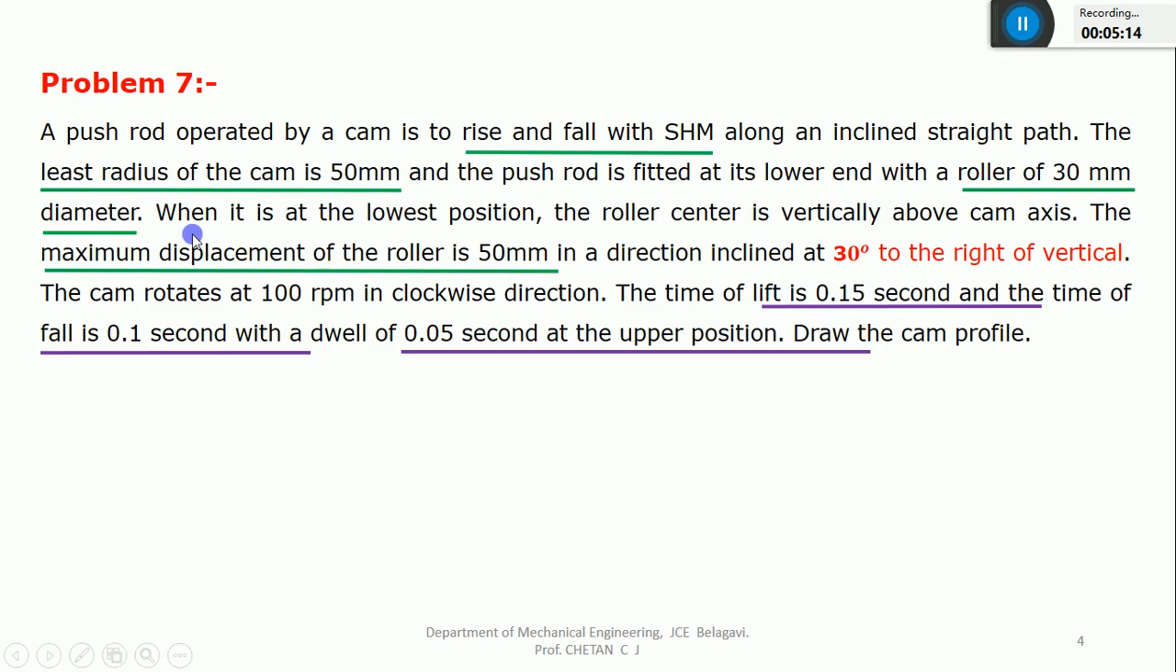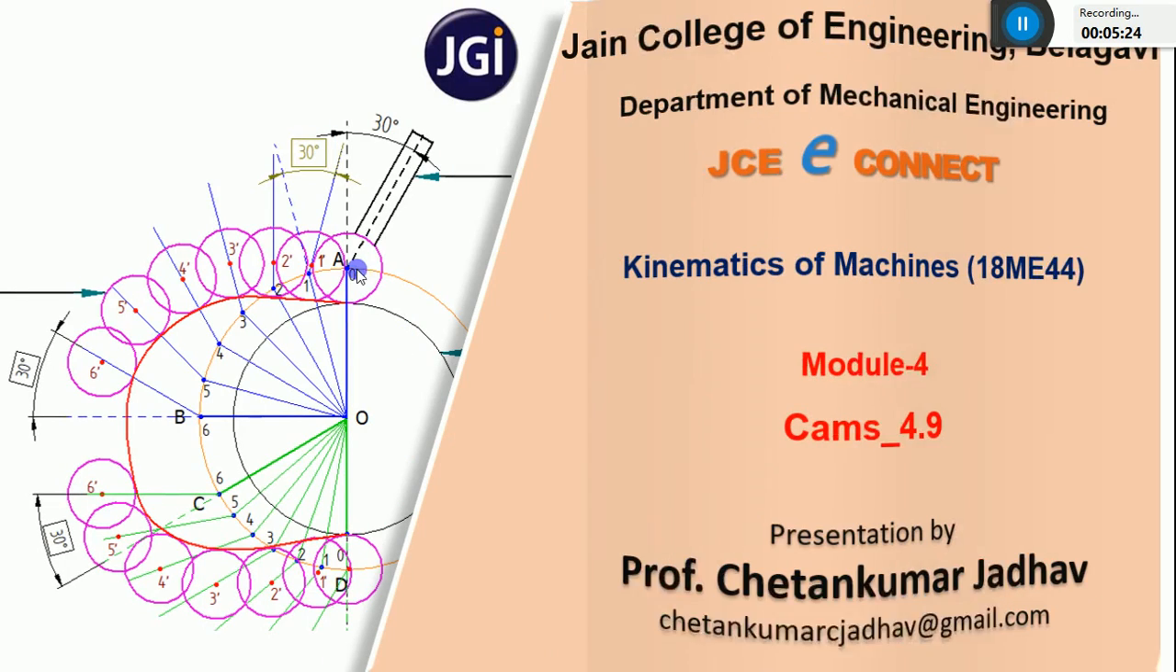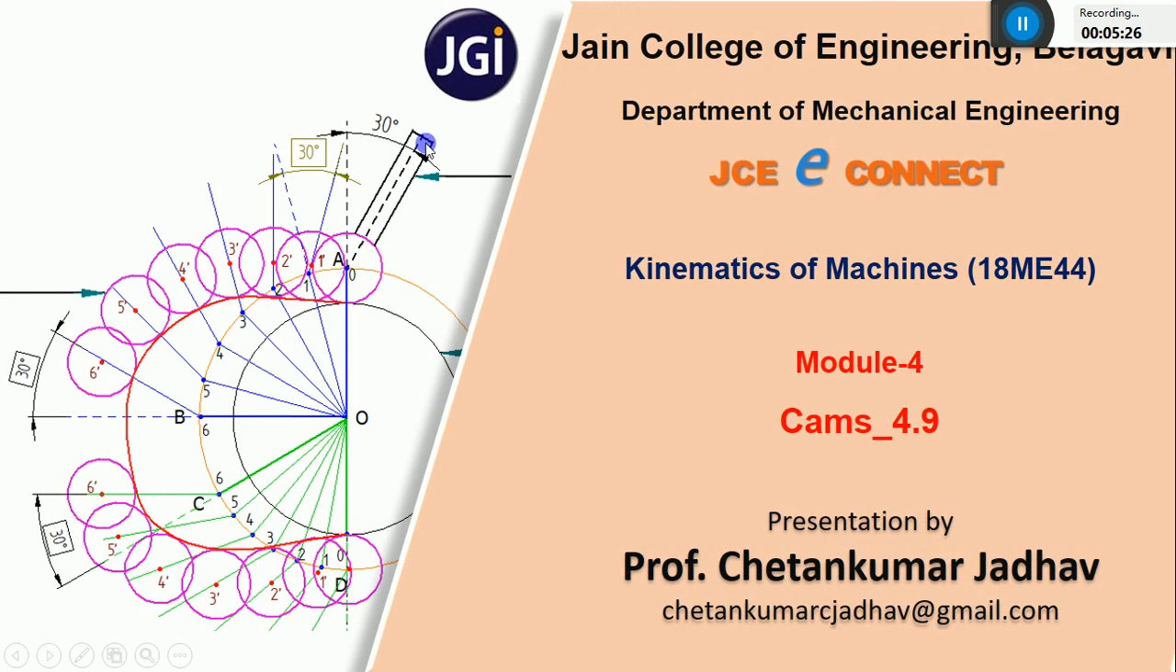And when the follower is at the lowest position, the roller center is vertically above the cam axis. So you can see now it is at the lowest position. It has not moved to the top position. At this point, the axis of this roller and the axis of the base circle of the cam is the same. It means the axis of the base circle of the cam passes through the center of this roller at the lowest position of this push rod. That is the condition.